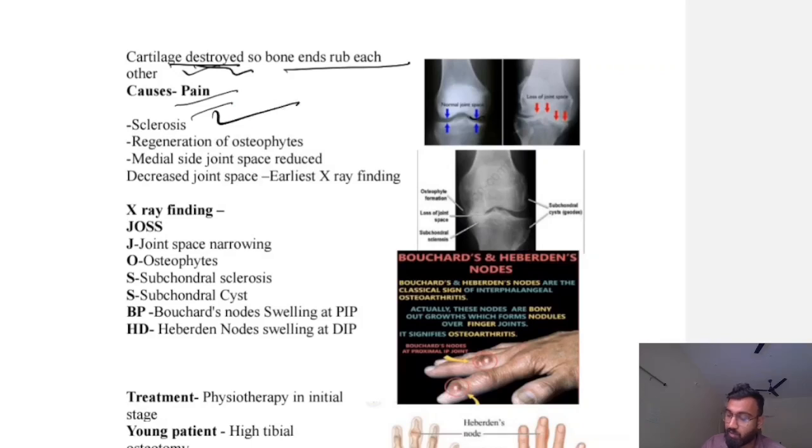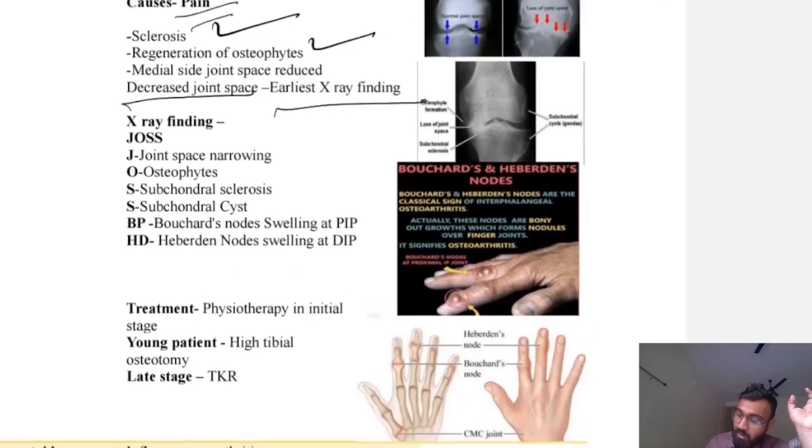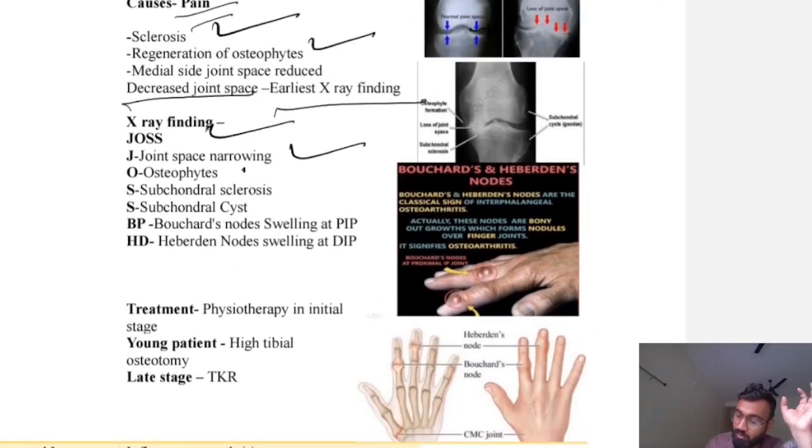It is sclerosis, regeneration of osteocyte, and medial joint space is reduced first because the anatomy of the knee is such that we are having much more weight on the medial side than the lateral side. It has decreased joint space. It is the earliest X-ray finding. Now the X-ray findings are joint space narrowing, osteophytes, subchondral sclerosis, subchondral cyst. Osteophytes are these. There are so many osteophytes in an osteoarthritis patient. Subchondral sclerosis, you can see sclerosis here and here.